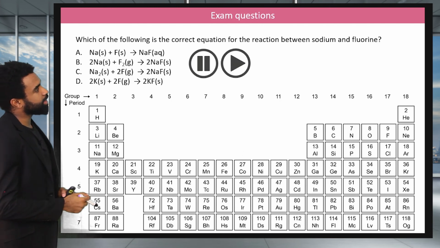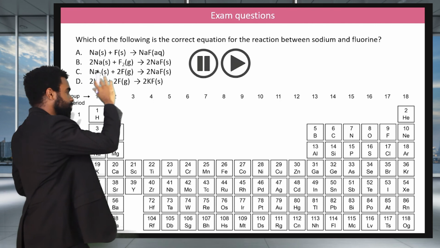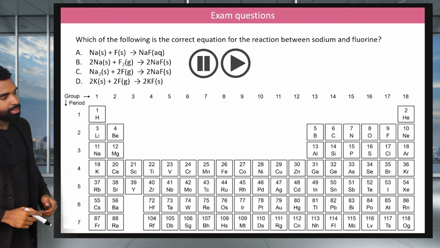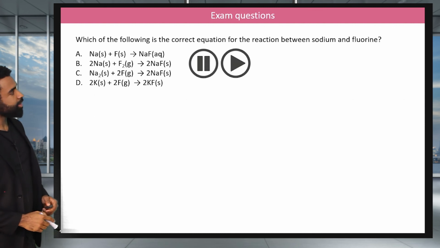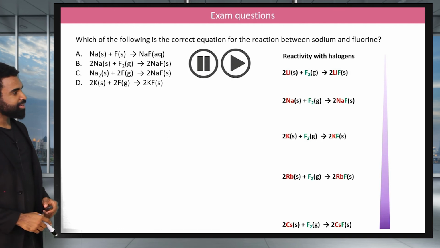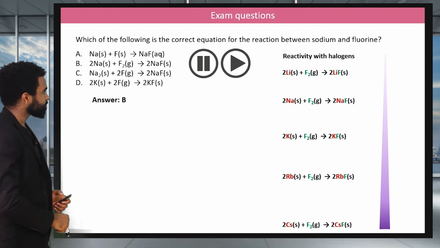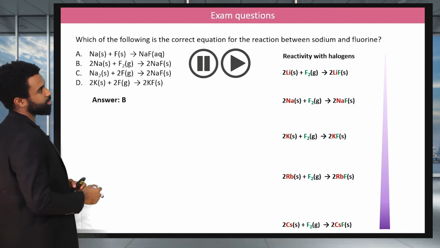Which of the following is the correct equation for the reaction between sodium and fluorine? As always, pause the video, read through the options, think about how you would answer it. In 2 seconds, I show you a clue. 1, 2, and a clue. What happened? Where's the clue? There's the clue. In 2 seconds, I reveal the answer. 1, 2, and there's our answer. B. So let's think about why the other ones are wrong.